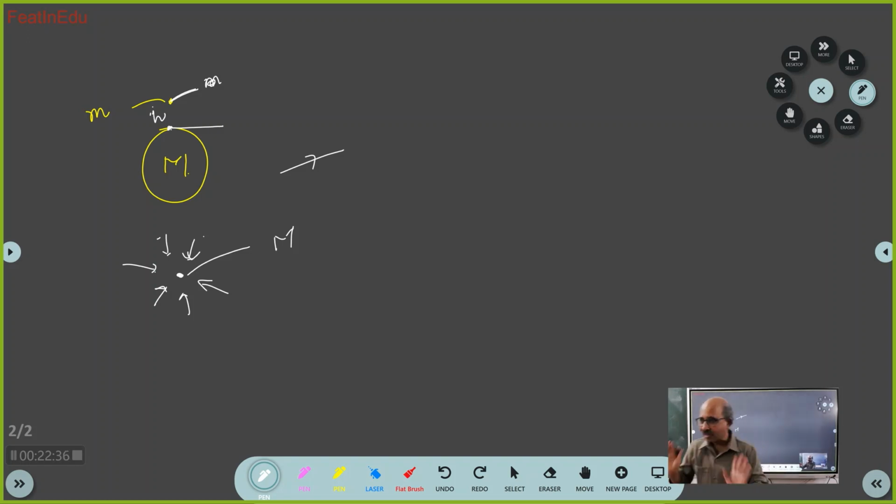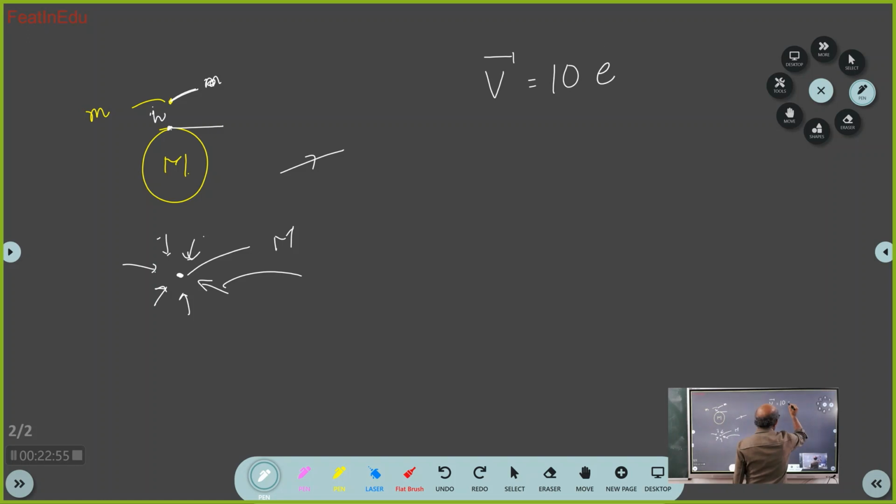Got it? So I have placed a vector. Now, you know a car is moving at 10 meters per second towards east. I represent it like this: E cap stands for the unit vector in the east direction. So the car is going with that much speed, 10 meters per second, in the east direction.